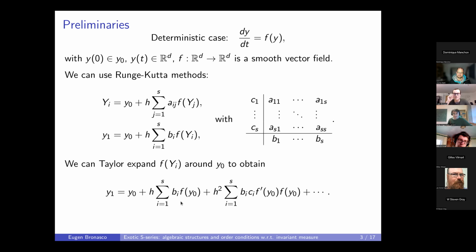Now we don't have to limit ourselves to Runge-Kutta methods. We can take this formal sum of elementary differentials as an object. So we can generalize the coefficients. And this way we obtain B series.